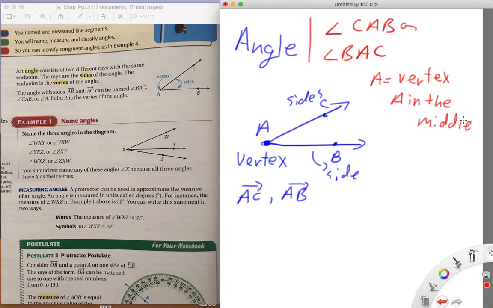So when you label this and you don't have the vertex, or the common endpoint that they share, in the middle, you did something wrong. You can also name this by its vertex. So it's angle CAB or angle BAC, or you can call it angle A by the vertex. So those are three ways that you can name it.